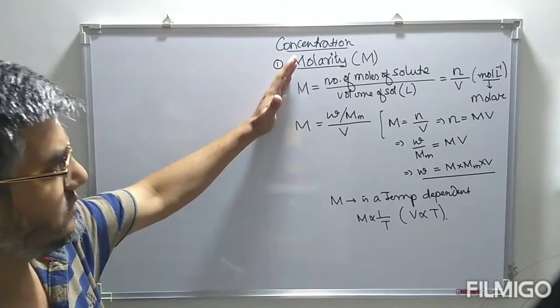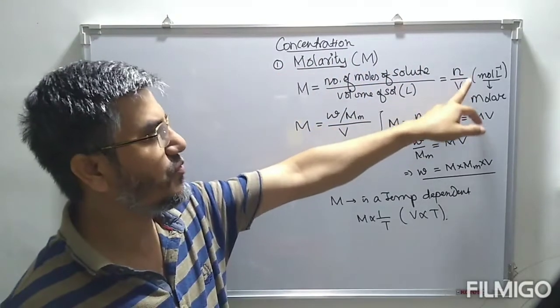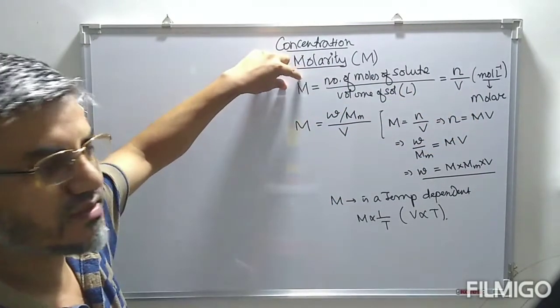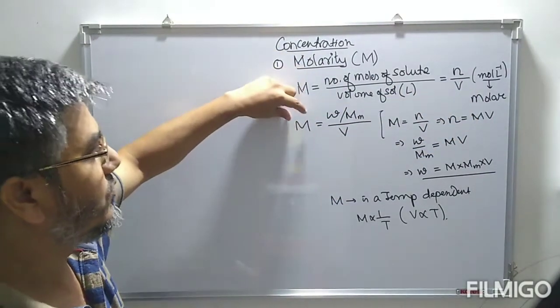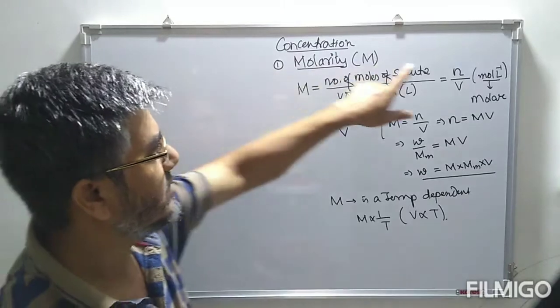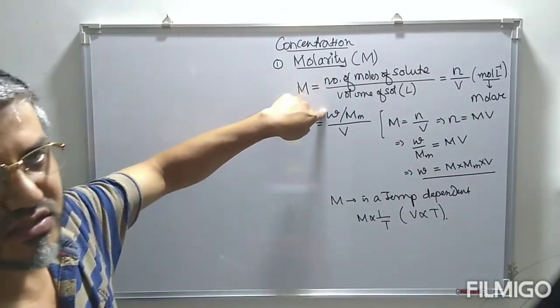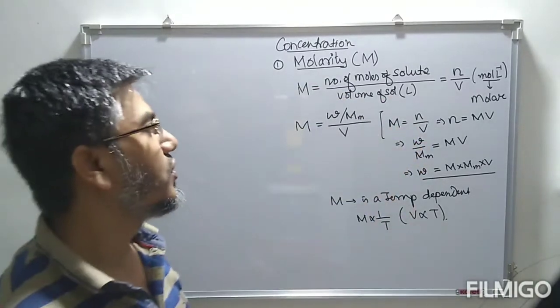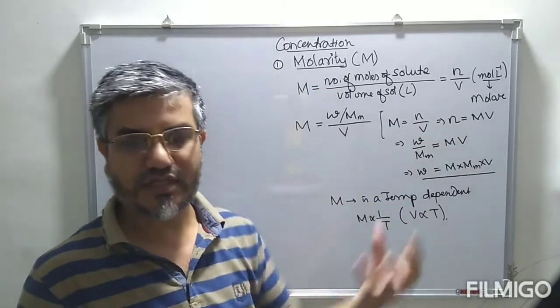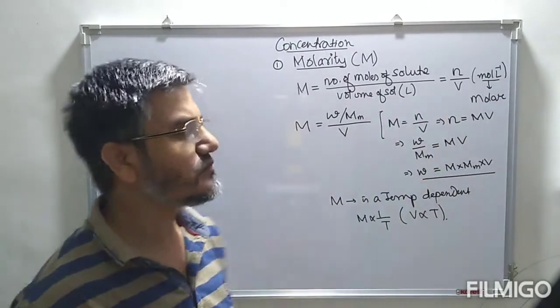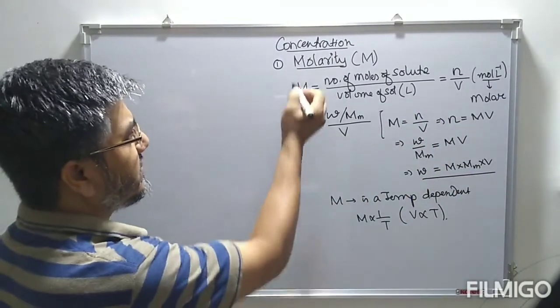Molarity is the number of moles per unit volume. It is temperature dependent, so concentration is temperature dependent. To define the number of moles, if mass is given, then convert this mass into number of moles. Or if the question says find the number of moles in a given solution with concentration, then we have this relationship. This is molarity.